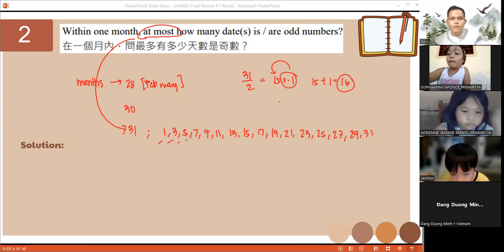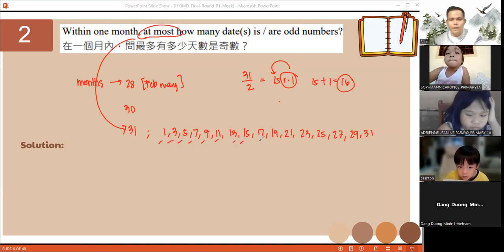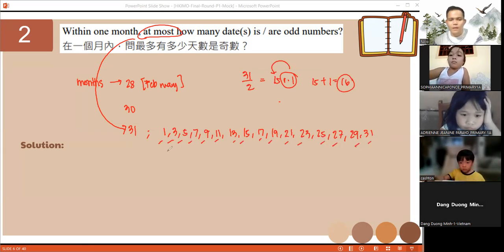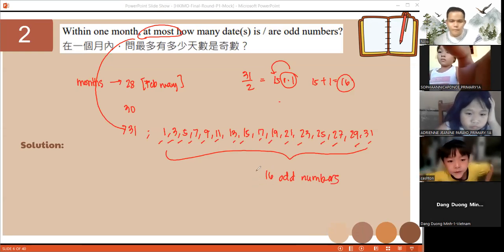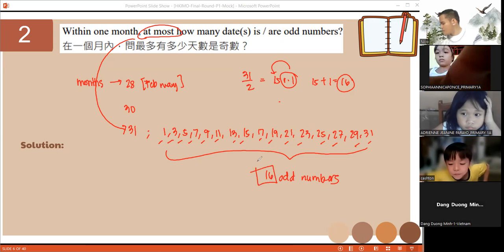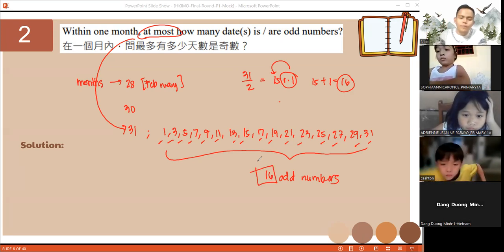It's 1, 2, 3, 4, 5, 6, 7, 8, 9, 10, 11, 12, 13, 14, 15, 16. So a total of 16 odd numbers, okay? So the answer here is 16. And also, no need to include the units. Okay?